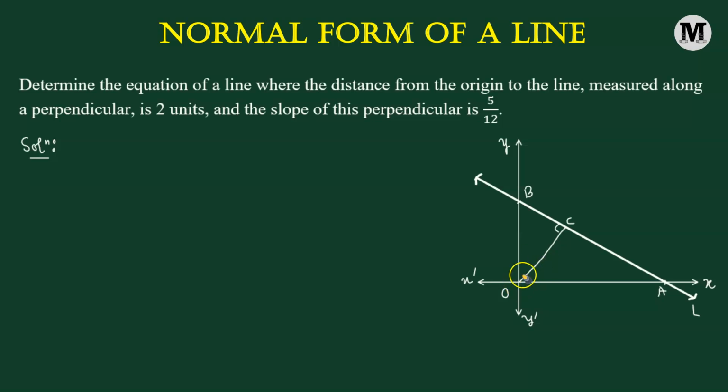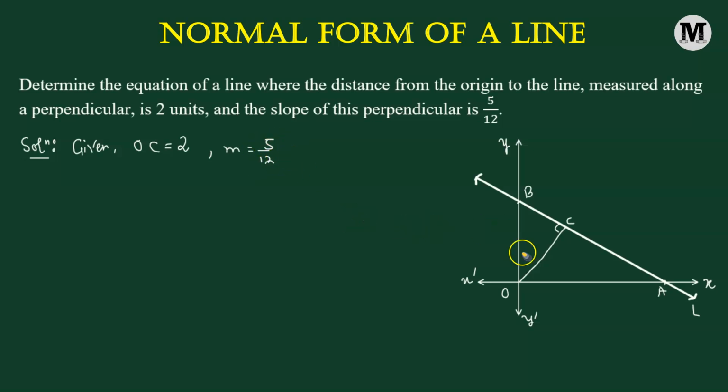Now it's given that the perpendicular distance OC equals 2 units. And also the slope of this perpendicular line is 5/12. So slope m equals 5/12.